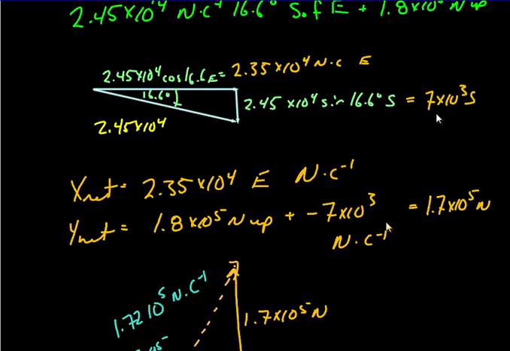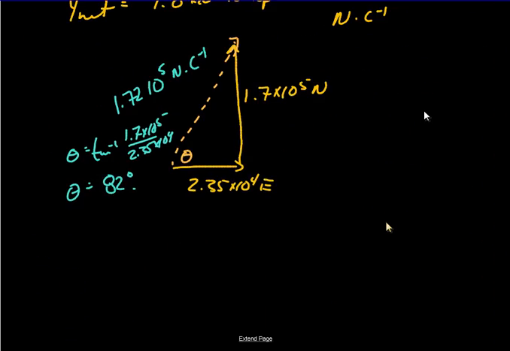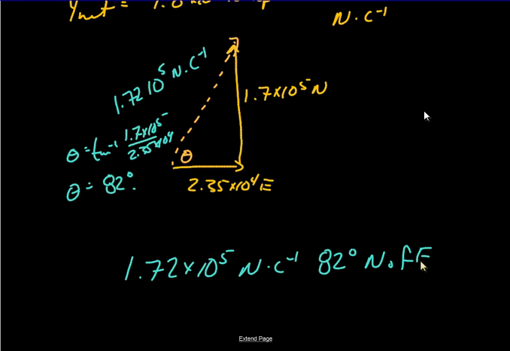But basically, it's just applying some stuff that you've done before. And here's your final answer, right? 1.72 times 10 to the 5 newtons per coulomb. I should say 82 degrees north of east, or you could say 8 degrees east of north. And we're done.